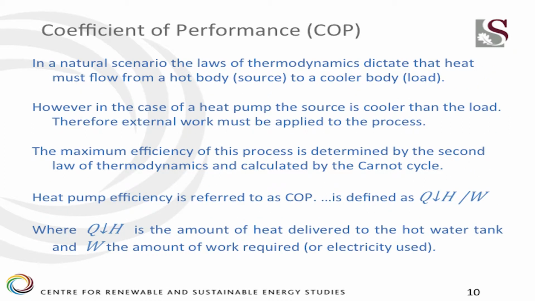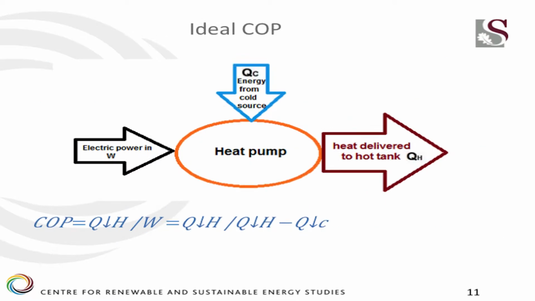So we talk of coefficient of performance. Under normal circumstances, heat moves from a hotter body to a cooler body. But in the case of a heat pump, we must move heat from a cooler body to a warmer body. So external work must be applied. And the maximum efficiency is determined by how much energy we put in compared to how much we get out, and is calculated by the Carnot cycle. So it's called coefficient of performance, which is the amount of heat delivered to the hot tank or to the hot space compared to the work required to do the job.